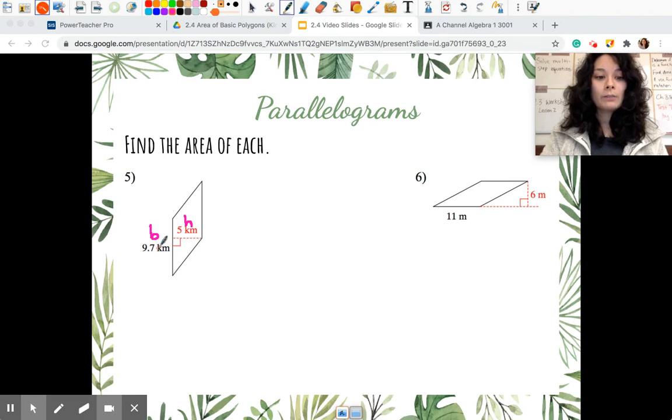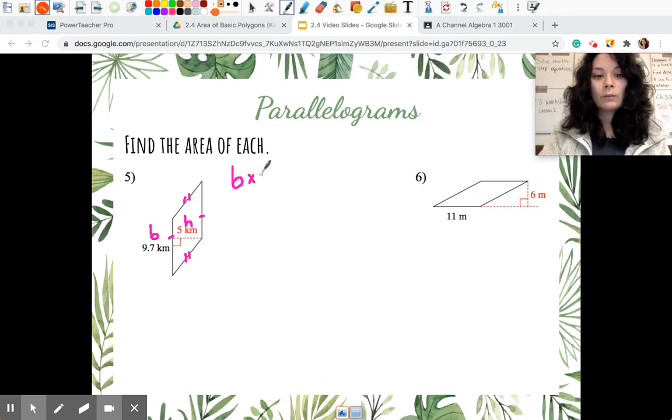Another thing that tells me it's a parallelogram is that if I know that these two lengths are equal, okay, so these two lengths are equal and these two lengths are equal, I can use those little congruency symbols to show that the top and bottom are the same length and the left and the right are the same length. If I know that that's the case, then it's also a parallelogram. That being said, this side of 9.7 might not be what these slanted top and bottom lengths are. Okay, so just something to keep in mind.